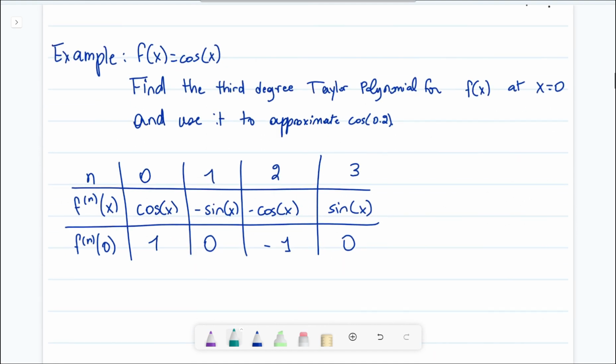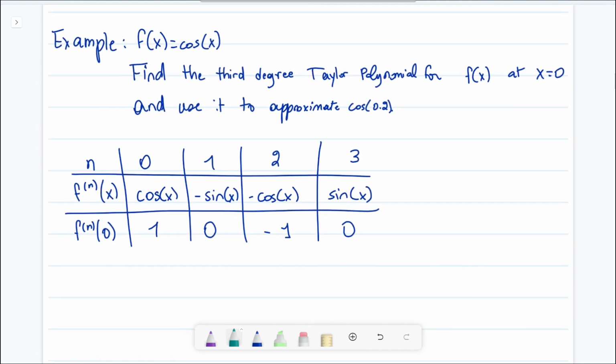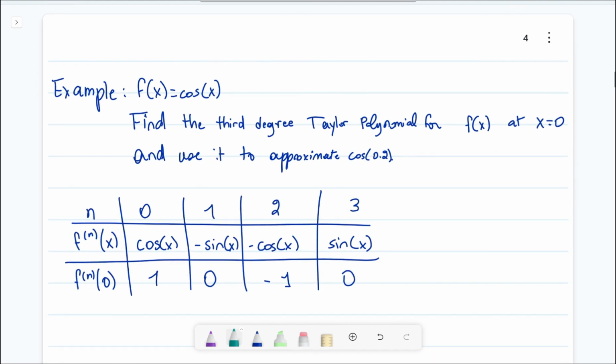And now let us move to an example. So the example is: given f of x equals cosine of x, find the third degree Taylor polynomial for f of x at x equals 0 and use it to approximate cos of 0.2. So let us start. It's usually the way to start with Taylor polynomial questions.